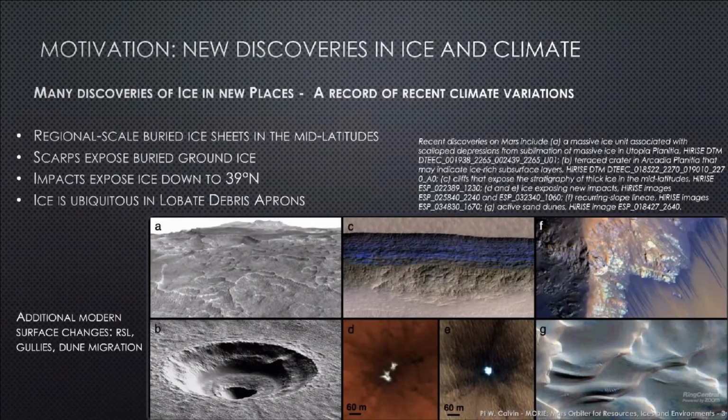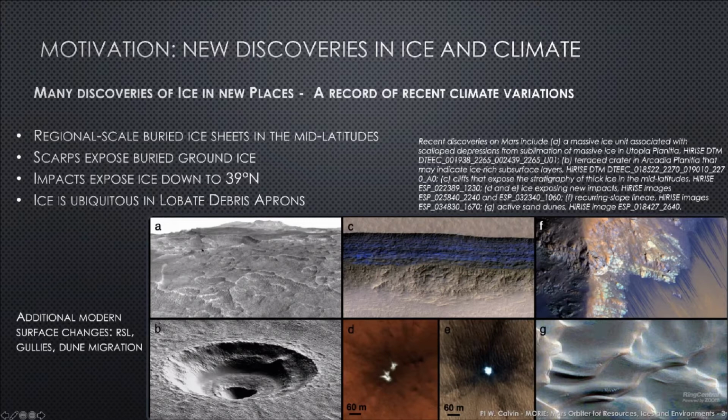So the motivation for this mission is that there are new discoveries in ice and climate. We have a number of discoveries of ice in new places. In particular, this provides a record of recent climate variations. We now have a ton of evidence for regional ice, and this shows that there may have been a massive ice unit associated with scallop depressions in Utopia Planitia.